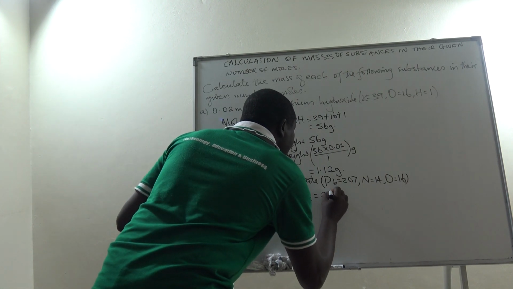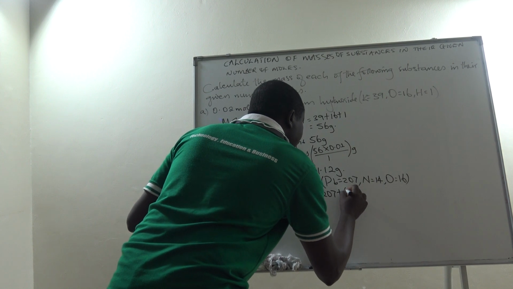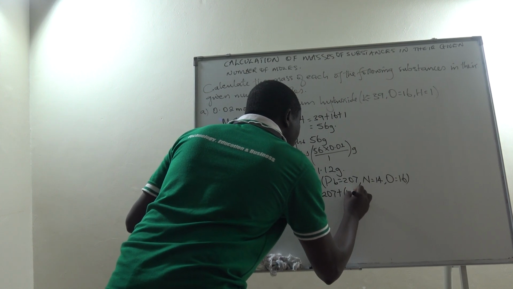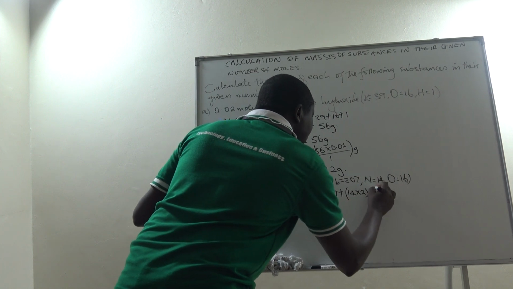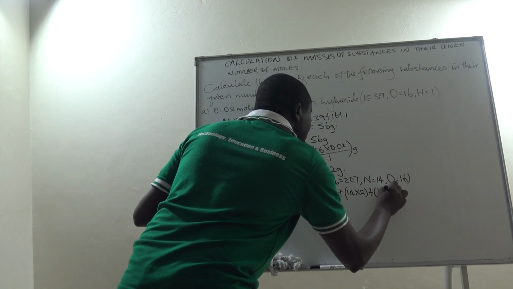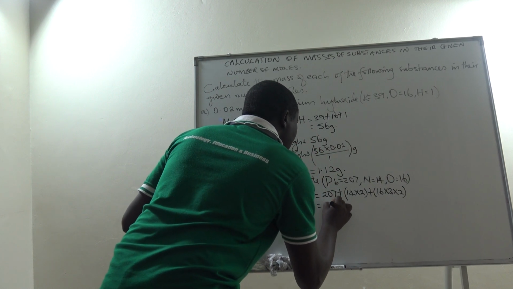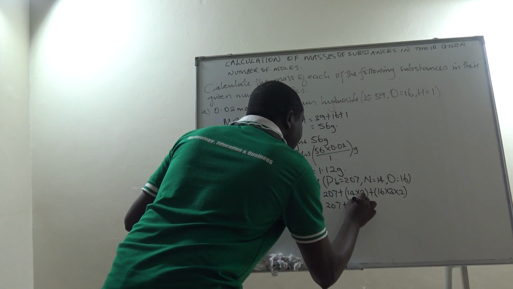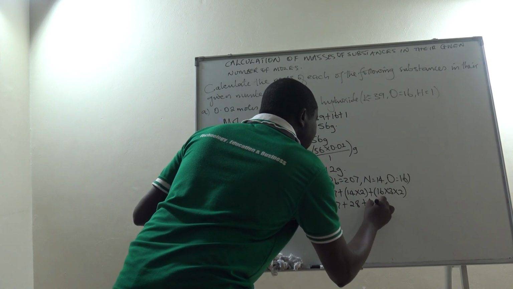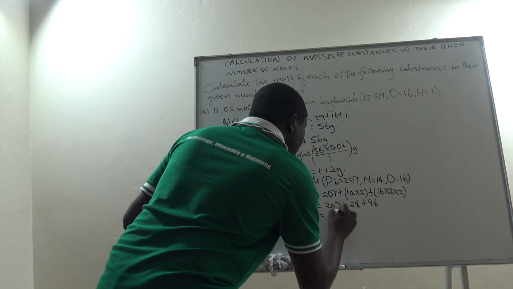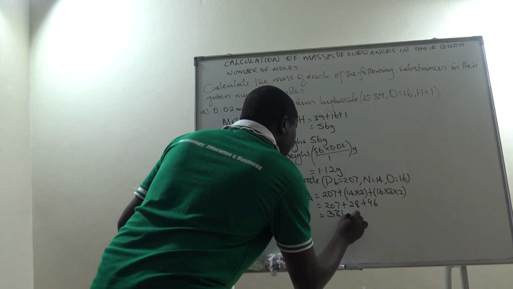It is 207 plus 2 atoms of nitrogen, which is 14 times 2, plus oxygen is 16 times 3 times 2. So this one is 207 plus 28 plus 16 times 3 is 48 times 2 is 96. So this one gives us a total of 331 grams.